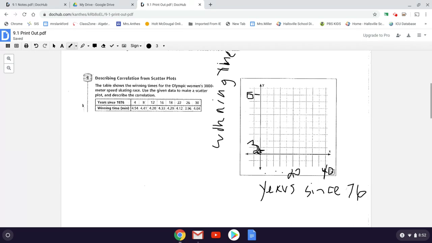Okay, so then we are going to plot the points. So you would have 4 and then 4.54. So what I'm going to do is plot each of these points. So that point would be somewhere close to there. 8 is 4.41. So somewhere in the middle. 12 is 4.20.